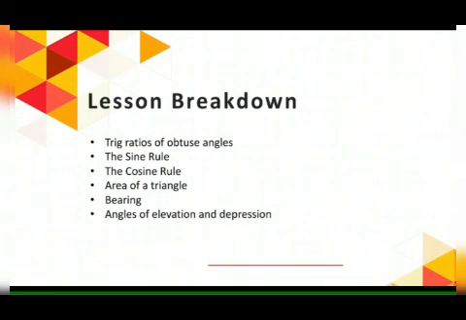To start with, we will learn about the trig ratios of obtuse angles. From there, we will move on to the sine and cosine rules for triangles. We will then take a look at a new and unconventional way of finding the area of a triangle. We will study bearing and lastly look at angles of elevation and depression.